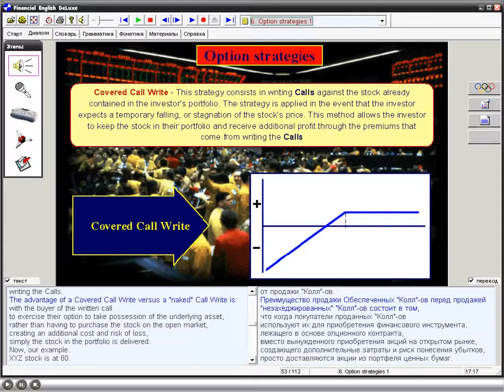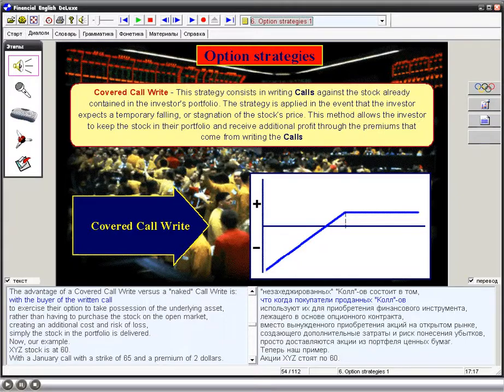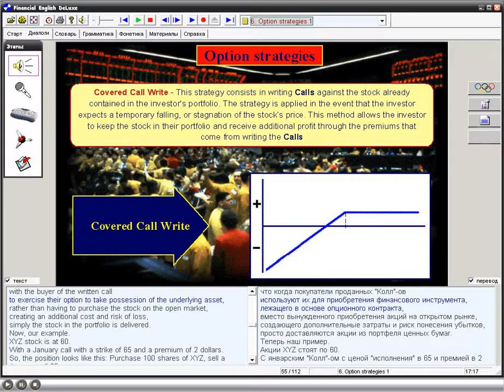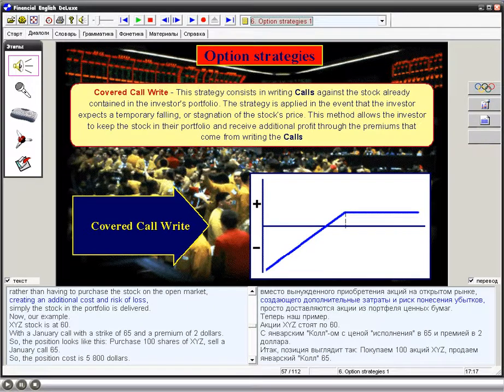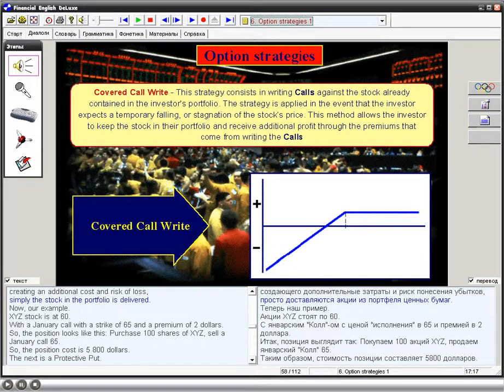The advantage of a covered call write versus a naked call write is, were the buyer of the written call to exercise their option to take possession of the underlying asset, rather than having to purchase the stock on the open market, creating an additional cost and risk of loss, simply the stock in the portfolio is delivered.